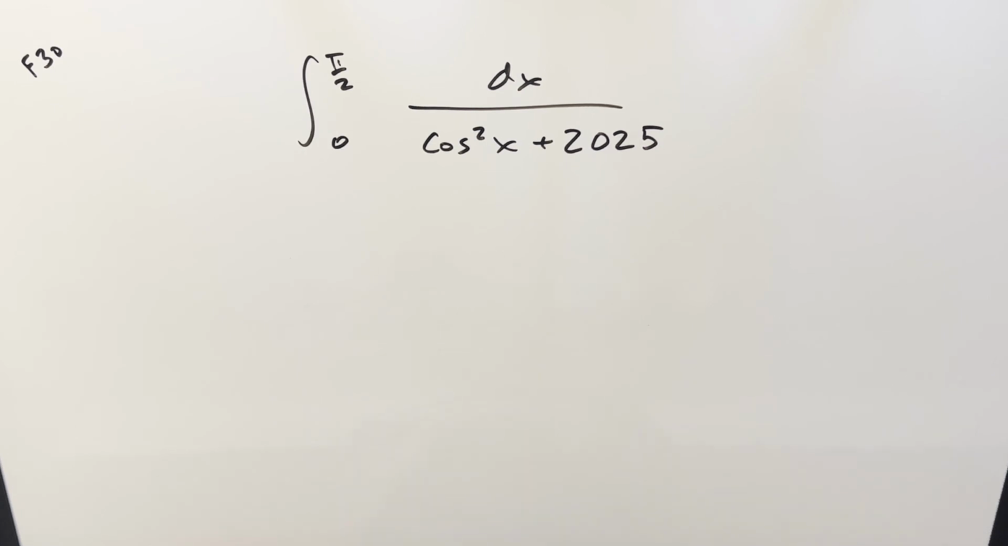Okay, we have another integral today. This one's from Caltech Math Meet 2025, finals number 30. We have the integral from 0 to pi over 2 of 1 over cosine squared x plus 2025 dx.